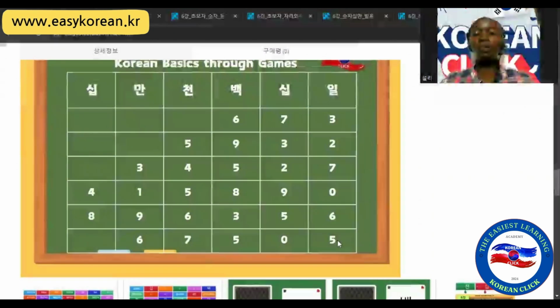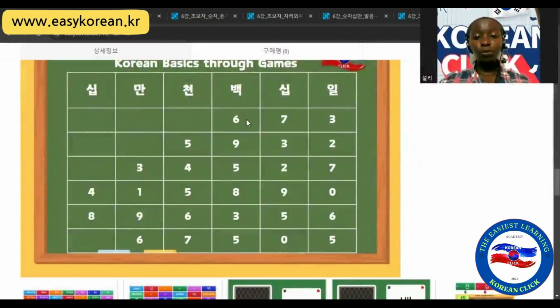So if you want to read, we are reading through like this, just like in English numbers. This is number 6, which is yuk. And you can see back here. Back means 100. Sheep means 10. So if you're counting in tens, you're using sheep. If you're counting in hundreds, you're using back. If you're counting in thousands, you're using chon. Chon is 1,000. Man is 10,000. And sheep man is 100,000.